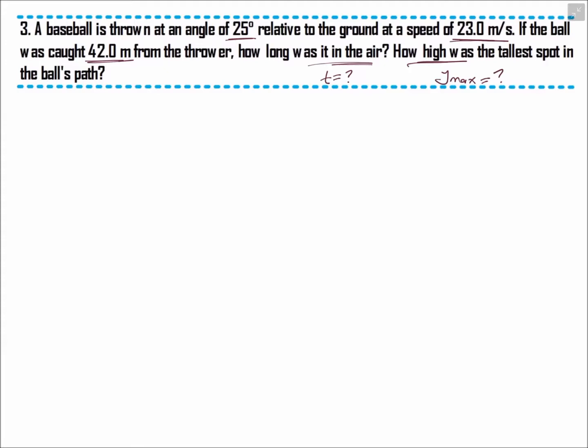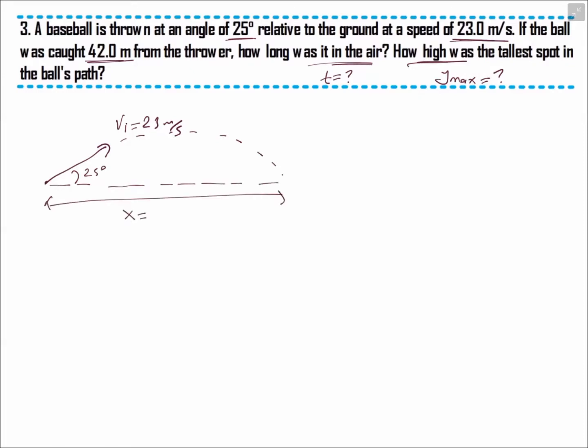So if we draw this, it will be like that. V initial is 23 meters per second and the angle with the ground is 25 degrees, and it will follow a path like this. X is equal to 42 meters. And this initial velocity has components V initial x and V initial y.